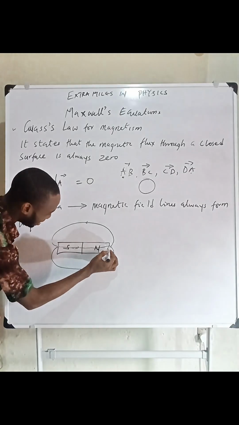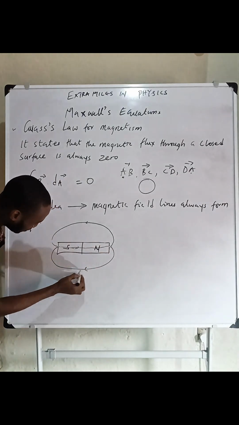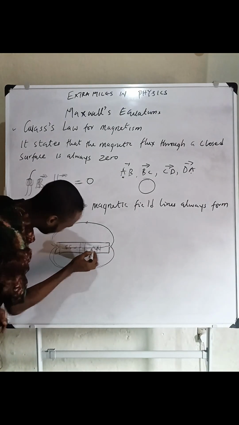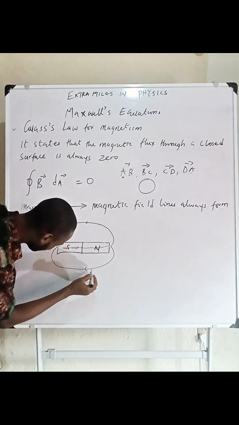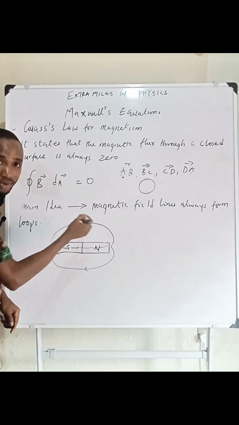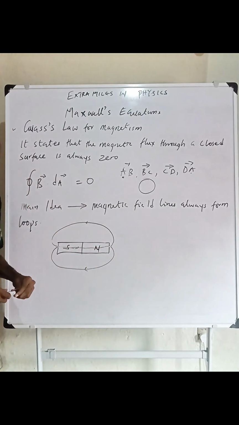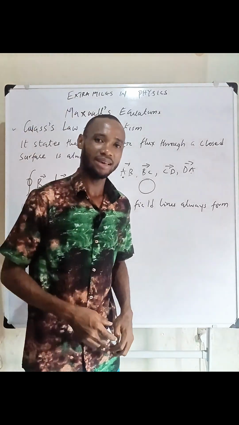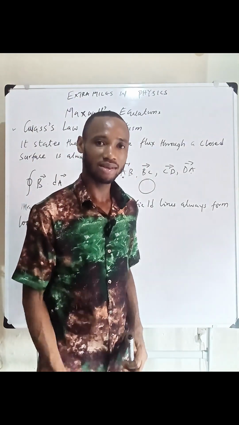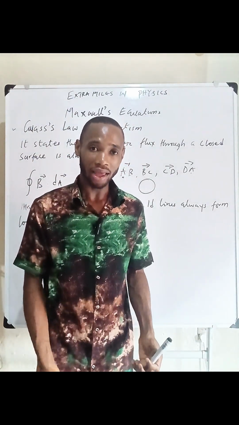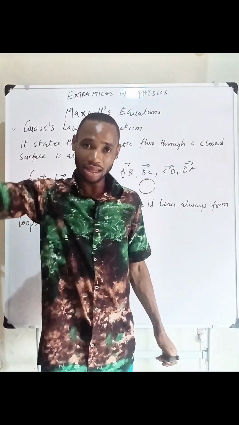The same thing is applicable here. This one goes from north to south, then south to north, north to south. This is what we mean by a loop. Now, what does it mean? That the net magnetism in a magnetic field is zero. Why? It's the same thing that is circling.